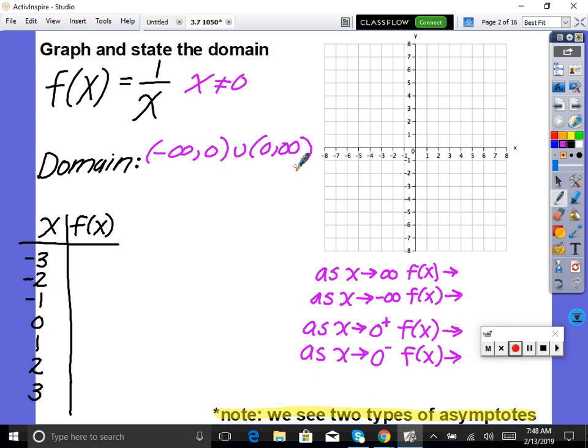Now let's say, because we don't know the step-by-step instructions for graphing these yet, let's just plot some points and see what this graph is doing. If I plug in negative 3, I get negative a third. If I plug in negative 2, I get negative 0.5, right, everyone? If I plug in negative 1, I get negative 1. If I plug in 0, I get undefined, because you can't plug in 0.